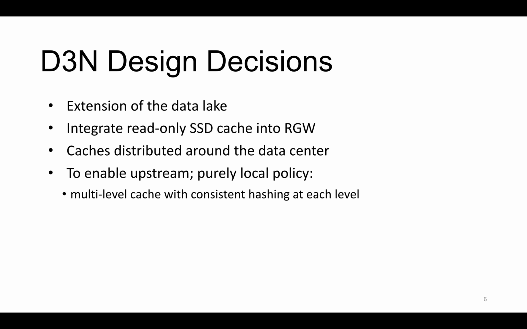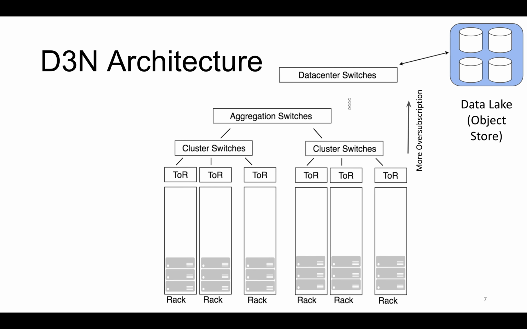Second, we integrated read-only SSD cache into the RGW. And finally, to enable upstream of our design, we implemented simple and purely local policy for cache management. As a result, we have a multi-level cache with consistent hashing at each level. Now let's look at the high-level overview of our architecture.